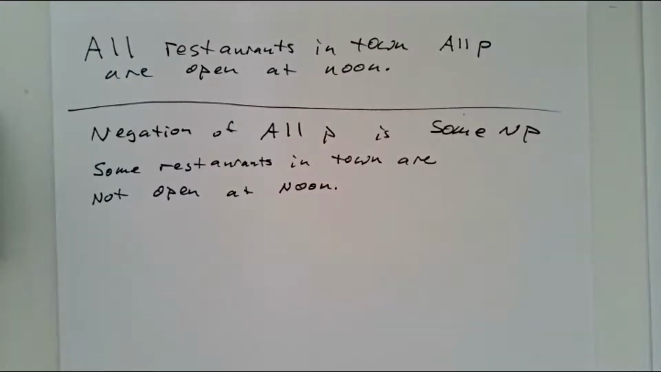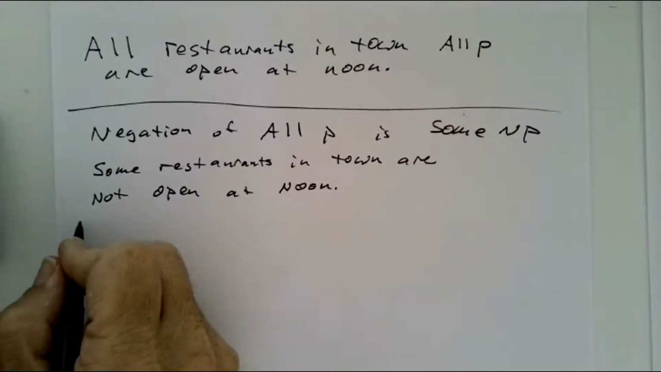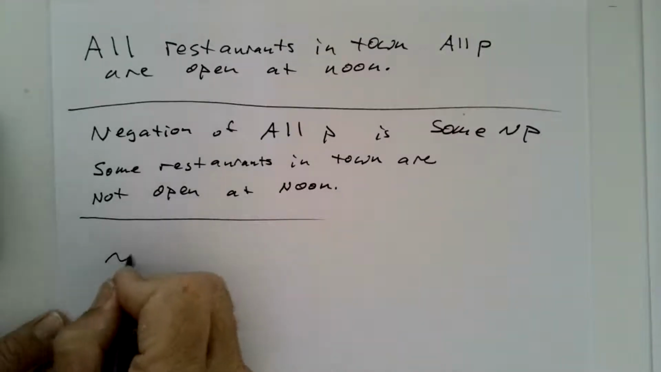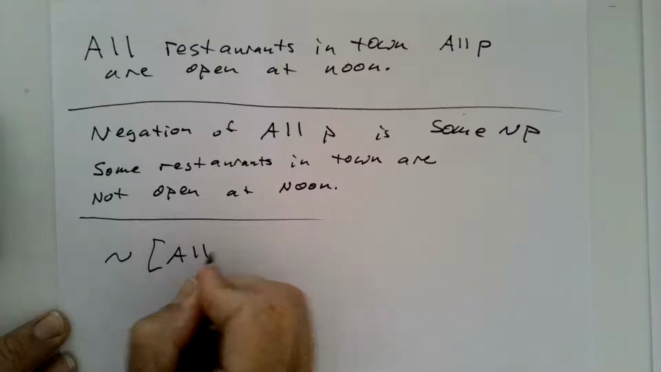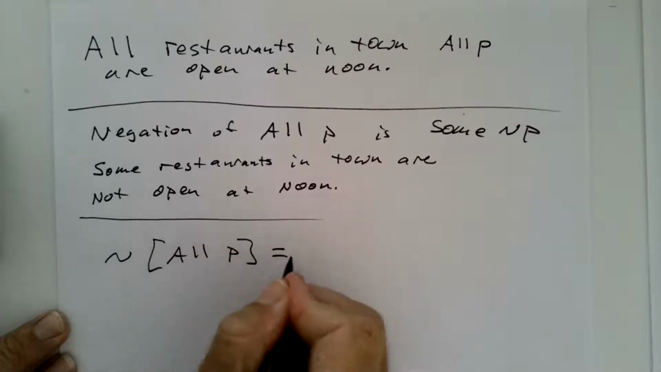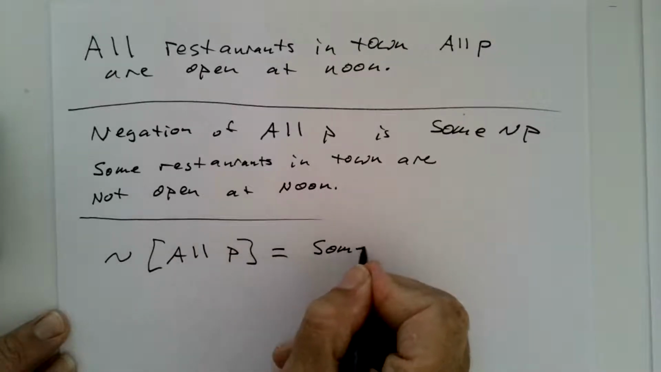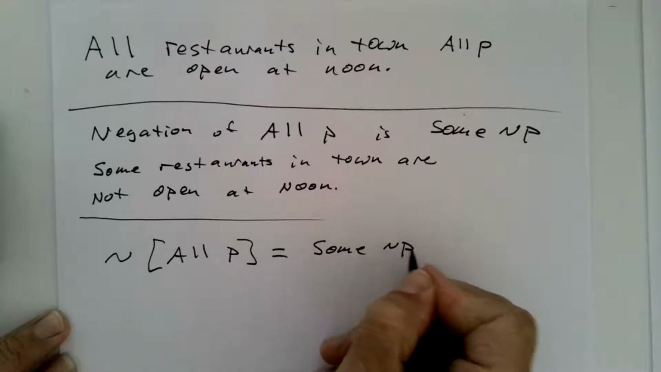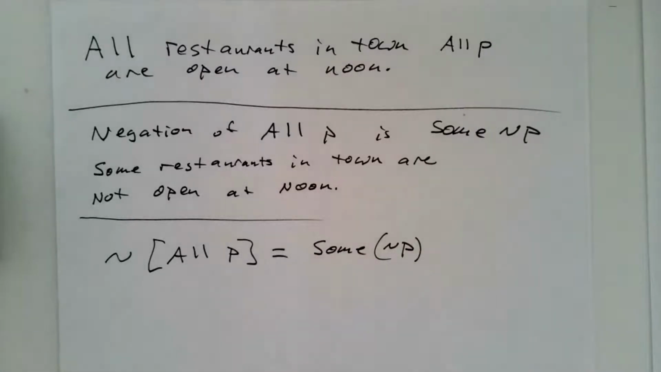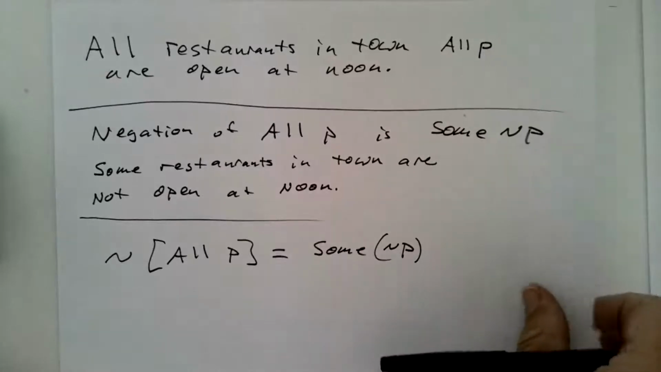That would be the natural way for us to describe that process. So again, if we want to clarify this notion, the negation of all P is some, not P. That's something to keep in mind for us. All right, let's take a look at another idea.